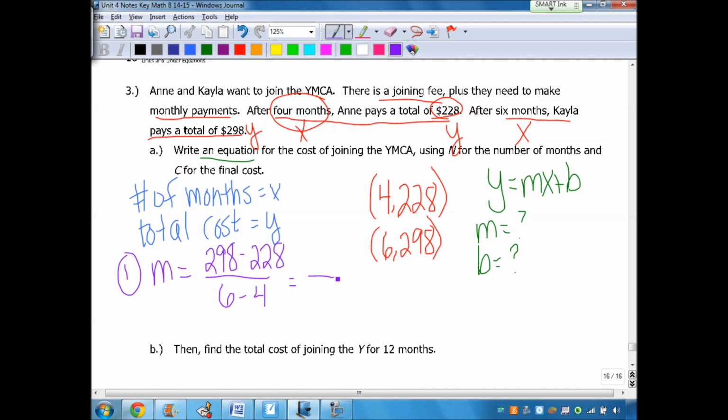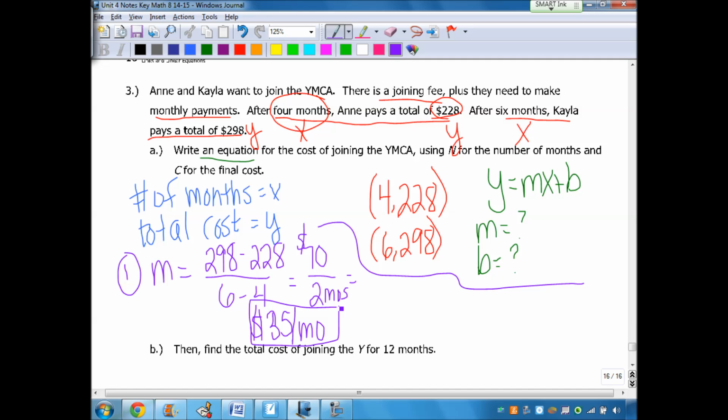Well, 298 minus 228 is 70, 6 minus 4 is 2, but this is $70 for 2 months, which means that your slope or your rate of change is $35 per month, because all you have to do is divide 70 by 2. Okay, now that you've done that, we need to figure out the actual equation of your line. To do that, you would use y equals mx plus b, and then you can use 35 for the slope. So y equals 35x plus b.